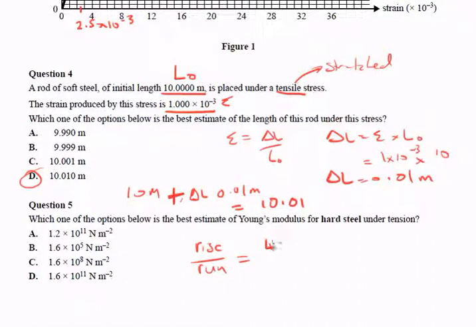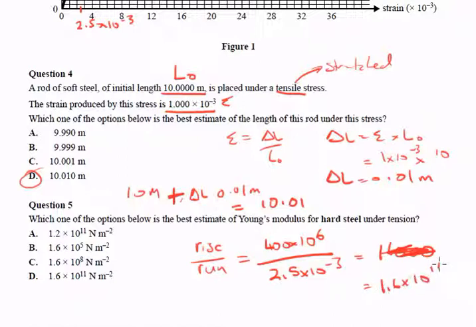So that was my 400 by 10 to the power of 6 over 2.5 by 10 to the minus 3. You do that calculation, you get 16,000. No, my mistake. You don't get that at all. You get 1.6 by 10 to the 11, which is D.